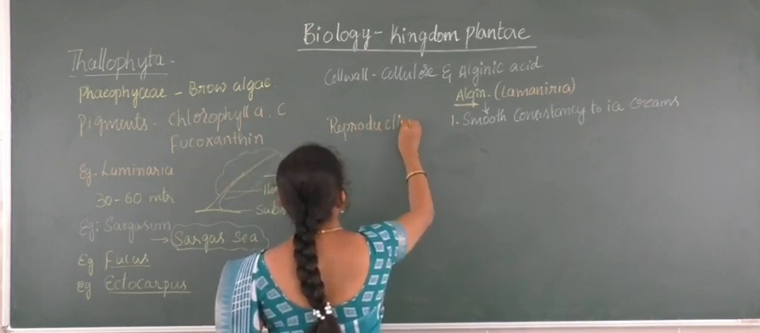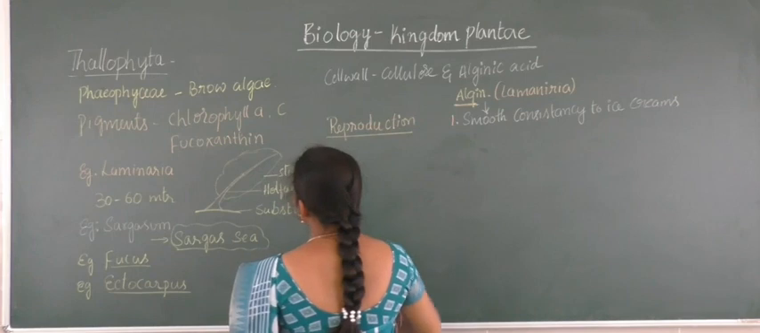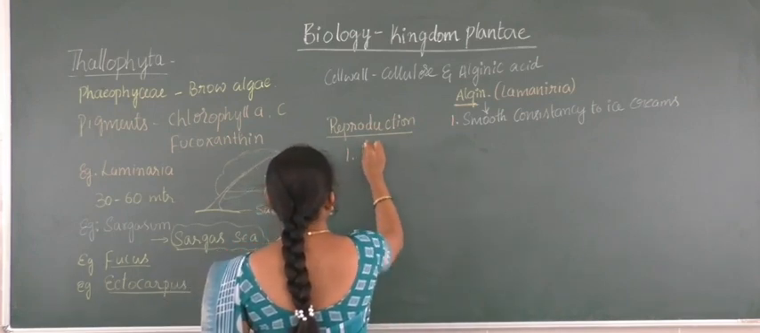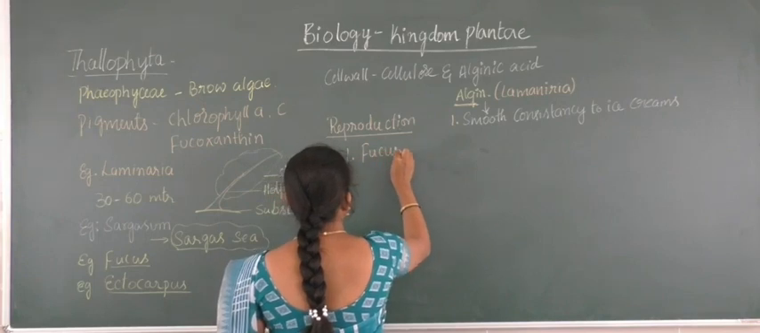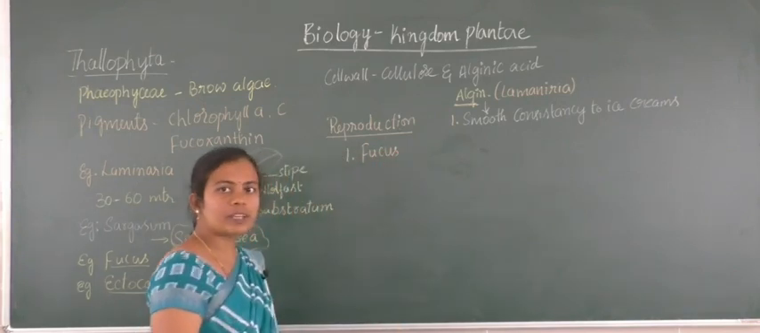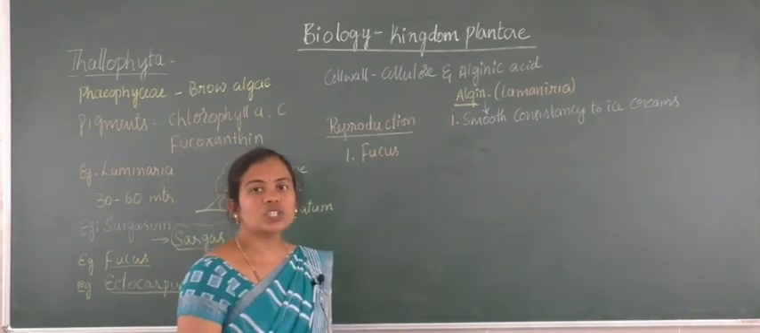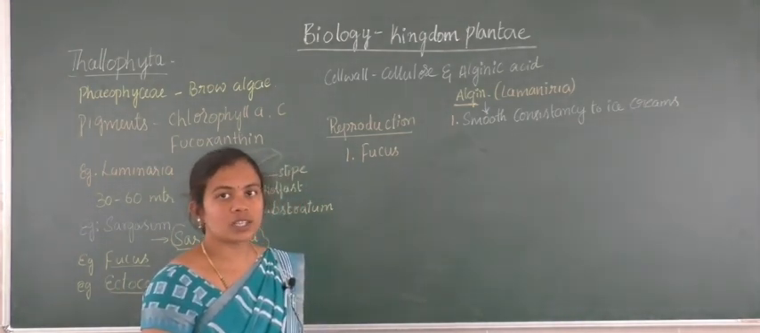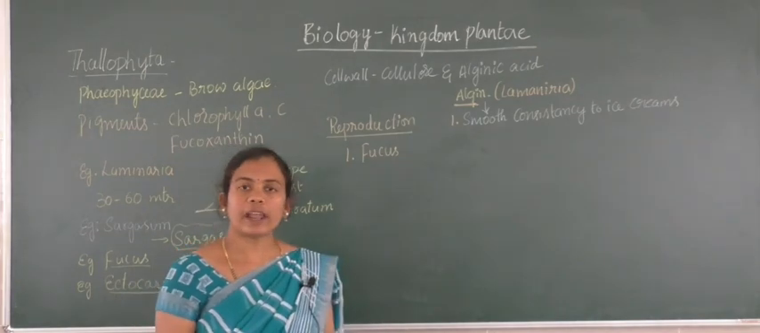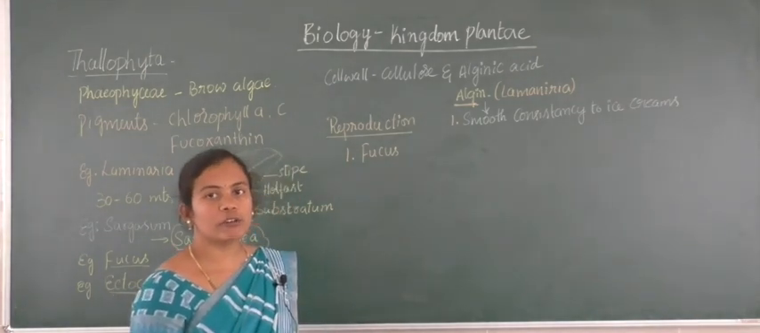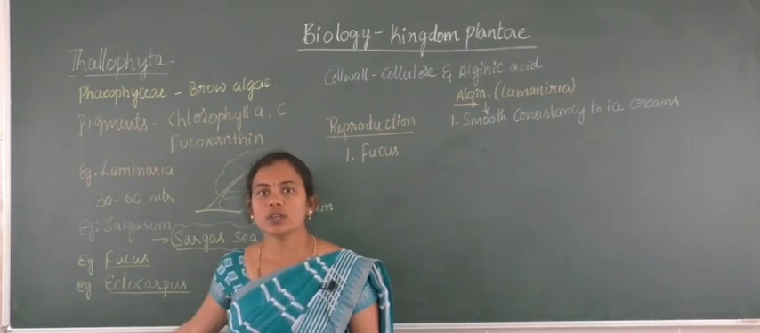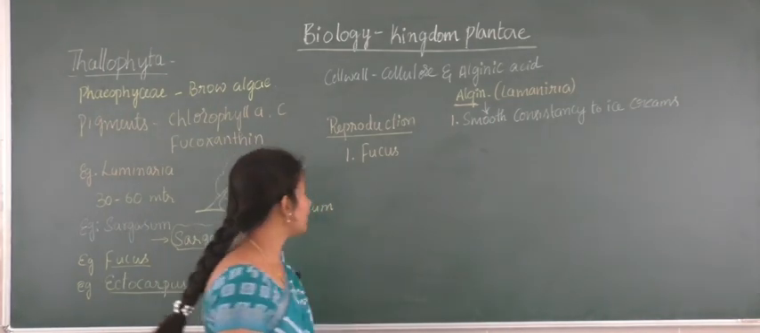Reproduction in case of Phaeophycean members. Here it forms a reproduction. First one we will take the Fucus. As in the previous one, we have discussed the vegetative mode of reproduction, asexual method and the sexual method. Vegetative by fragmentation, and the asexual method of reproduction is different in case of Fucus and Ectocarpus. We will take those two in detail, right?